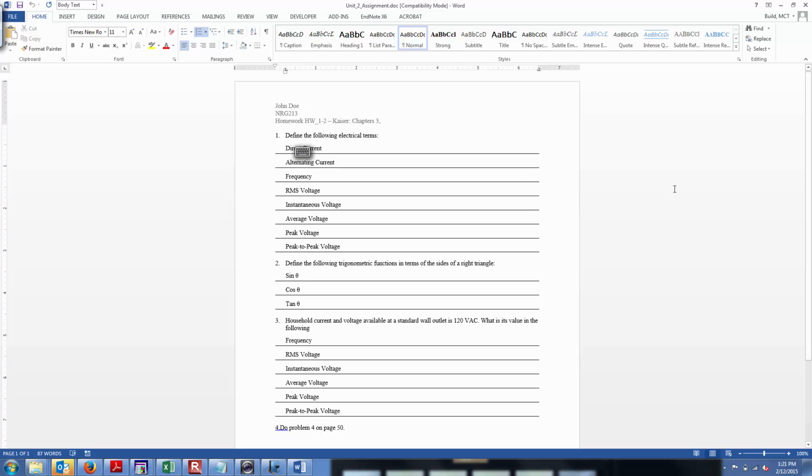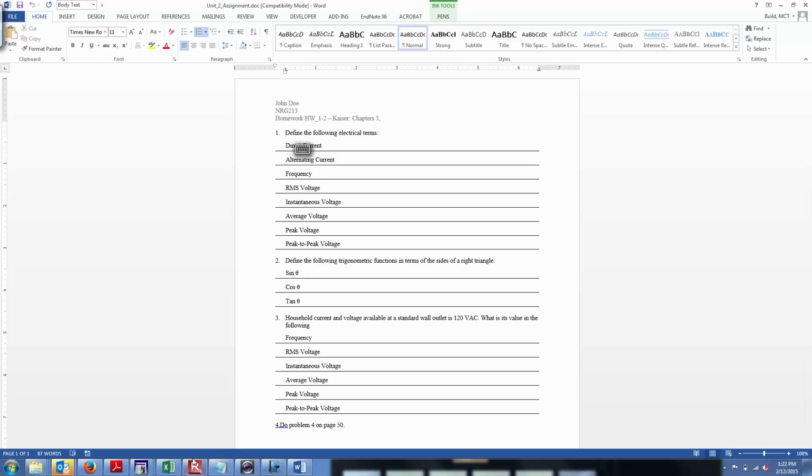Number 3, household current voltage available at a standard wall outlet is 120 VAC. What is its value in the following? Okay, so frequency, I'm guessing you came up with 60 hertz on that. Yeah. RMS, did you calculate that? Did you get the formula for it and everything? Yeah, RMS turns out to be 120, right? Did you get 120? For RMS, it's not going to be 120.